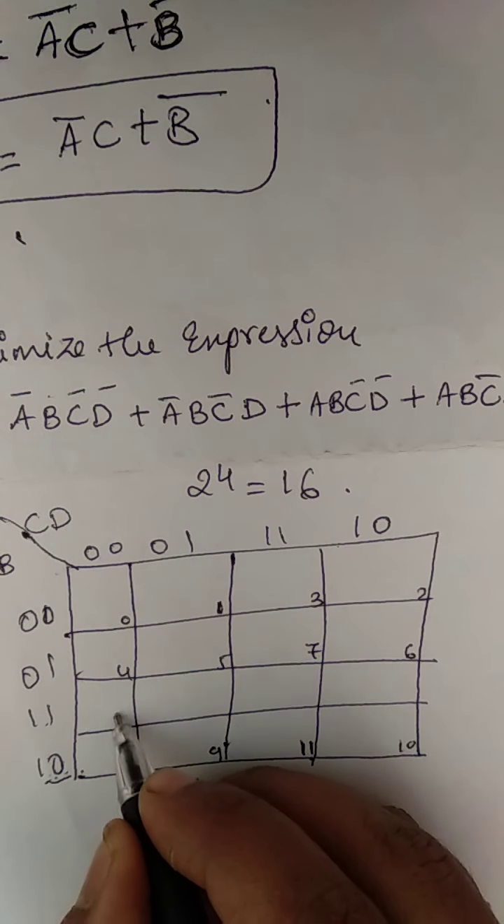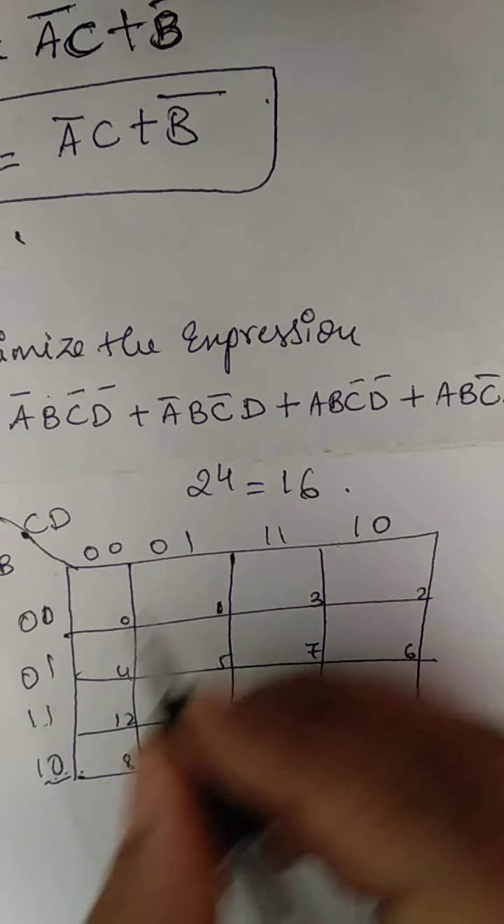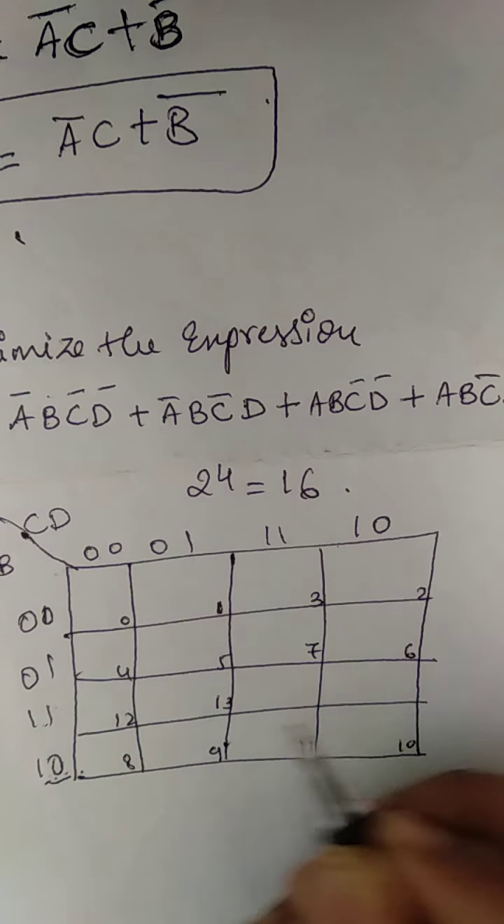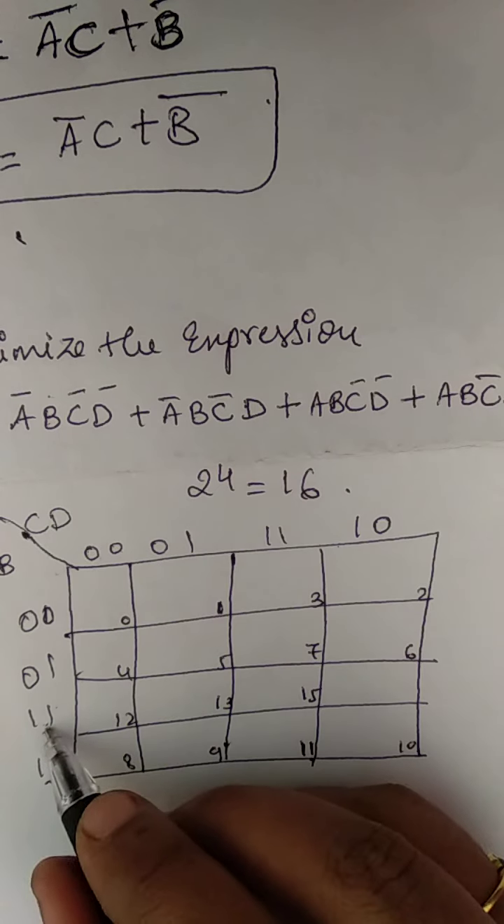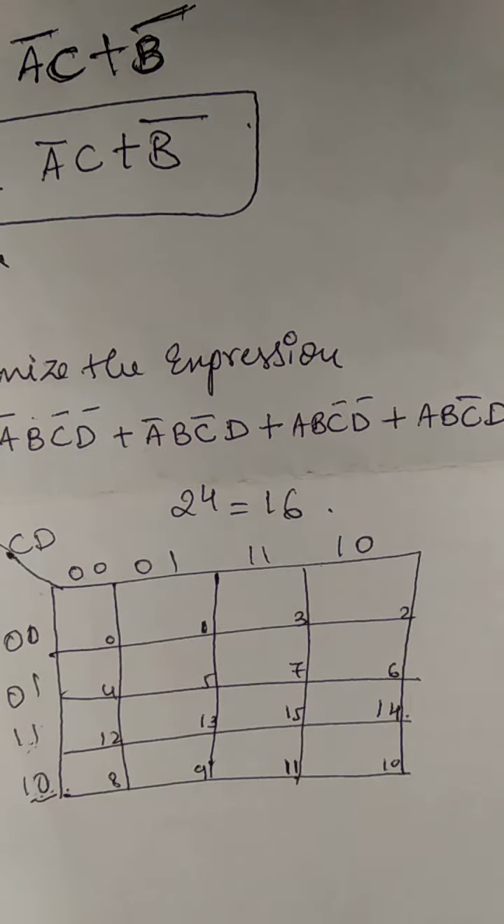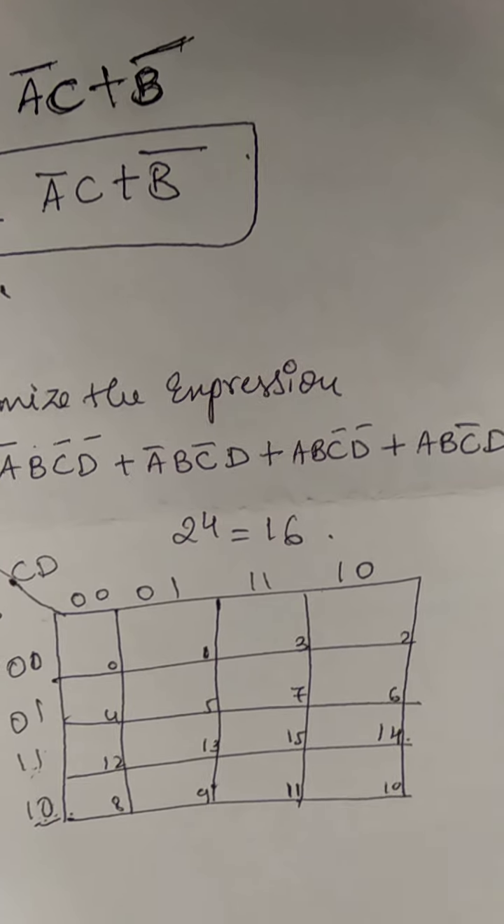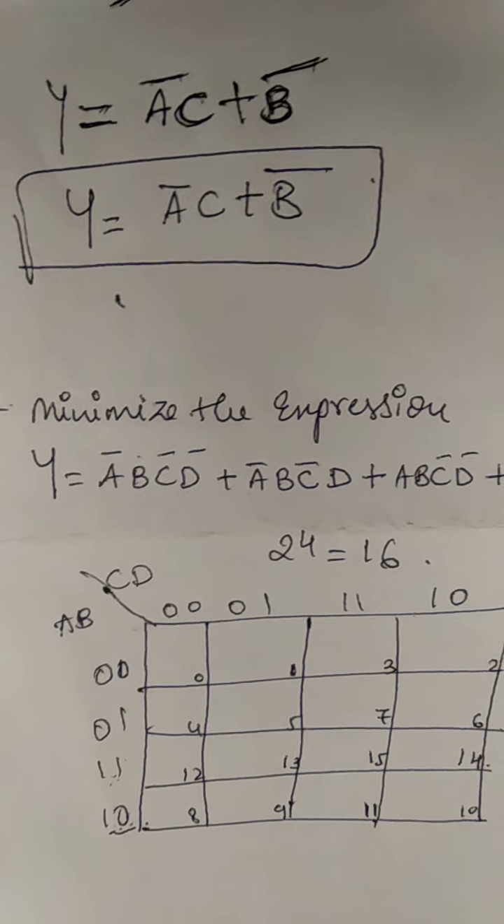So next, same. 1, 1, 0, 12. 1, 1, 0, 1, 13. 1, 1, 1, it is 15. Don't take 14 over here. So 1, 1, 1, 0, it is 14. So now your K-map is constructed. Now you have to put the values for the given expression.